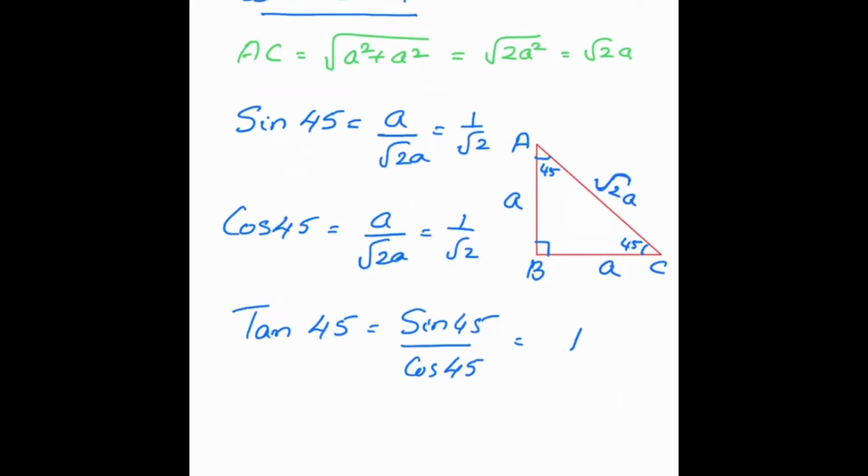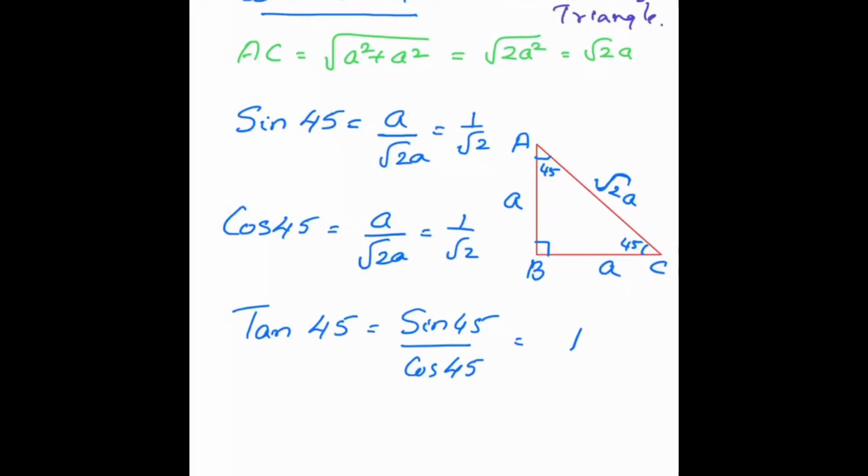Now this is theta equal to 45 degrees. For this we have to take an isosceles right angle triangle. So AB is equal to BC. Now the hypotenuse, using Pythagoras theorem, will be root of a squared plus a squared, root 2. So it is root 2a.